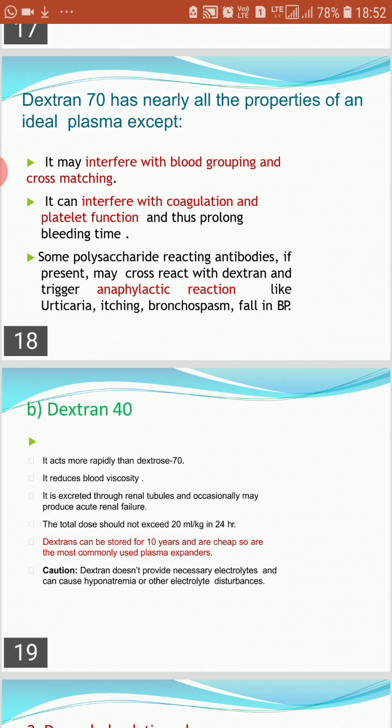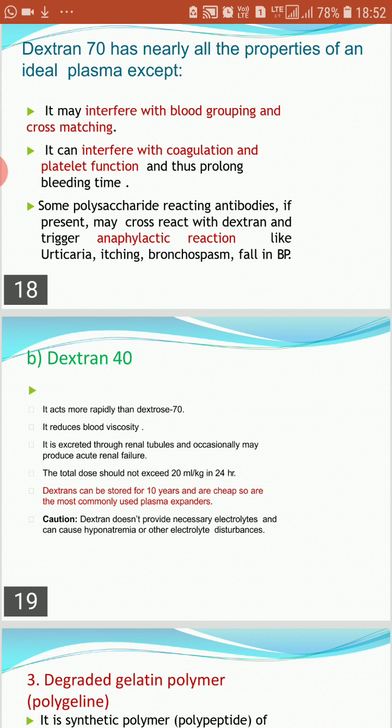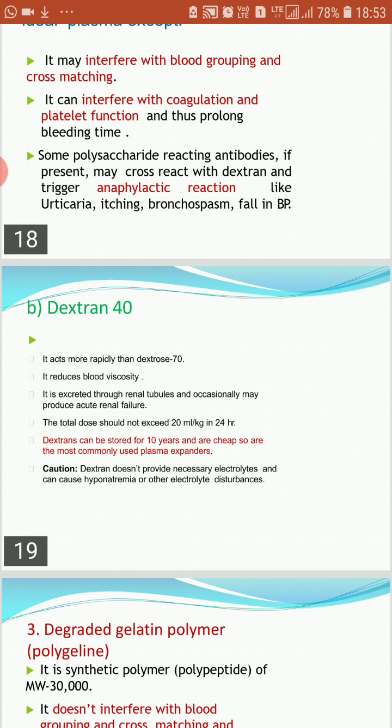Dextran 40 acts rapidly, but because of its smaller molecular weight, it is not retained for a longer time, and the limit is it should not exceed 20 milliliter per kilogram in 24 hours. Dextrans as a whole have a very long shelf life, 10 years, and are cheap, whereas albumin had the disadvantage of being a costly plasma expander. So dextrans are the most commonly used plasma expanders because of their longer shelf life as well as being cheap.